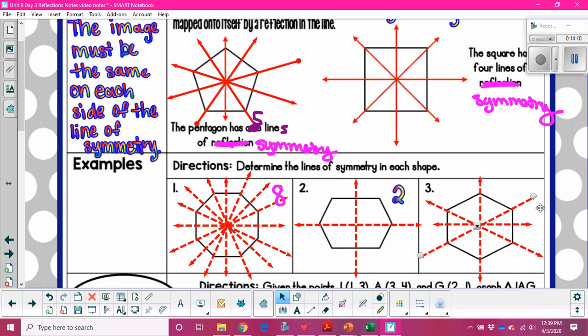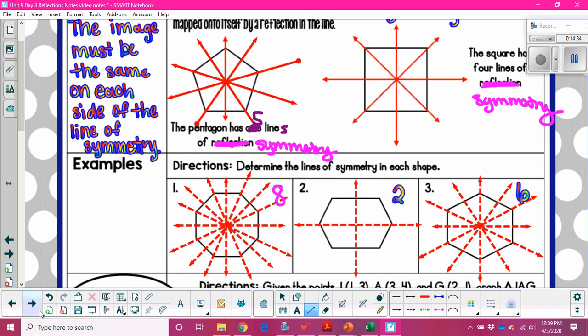Hard to get them exactly in the middle drawing on this. I'm sorry. That's better. Okay, and then so I got the corners. Now I got to do the sides. And here. Okay, so that is 6 lines of symmetry.